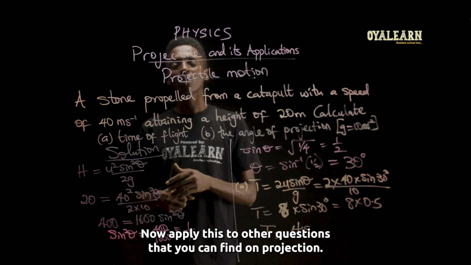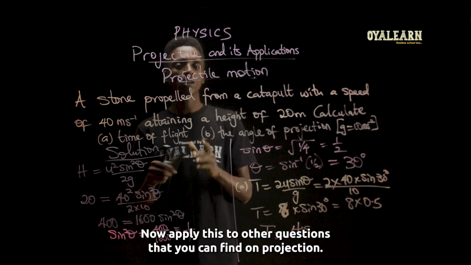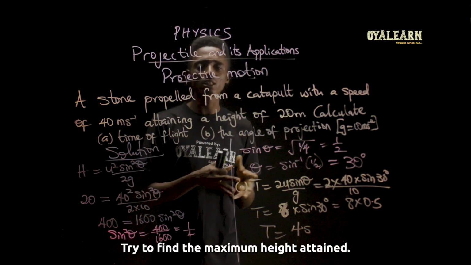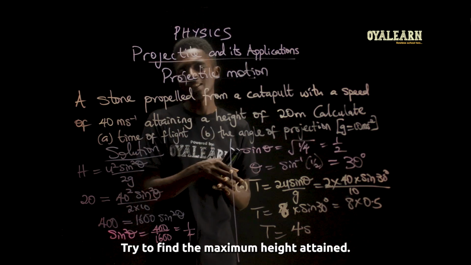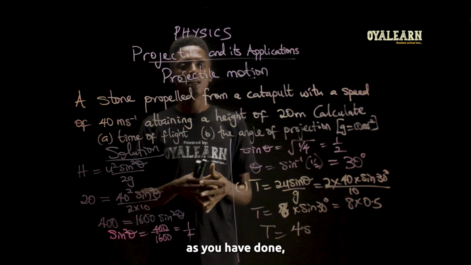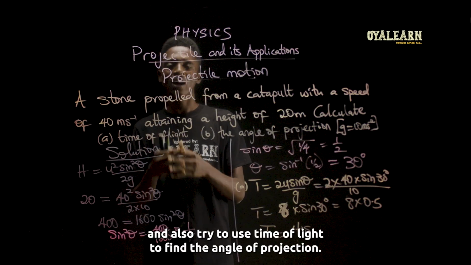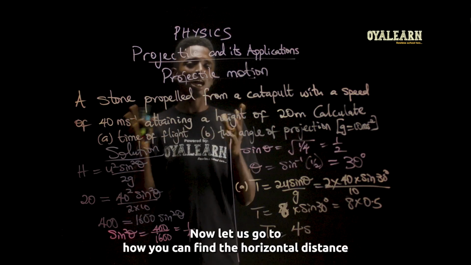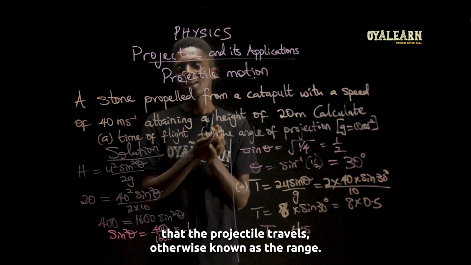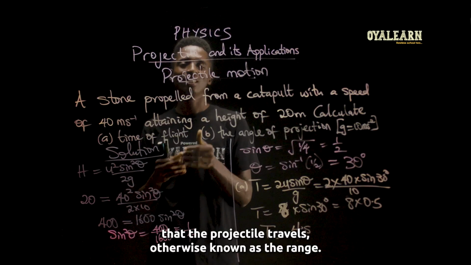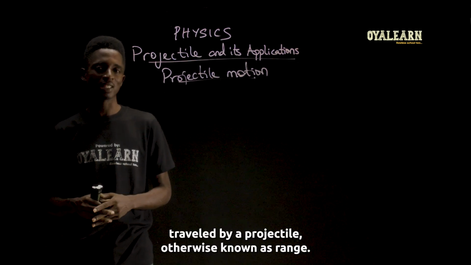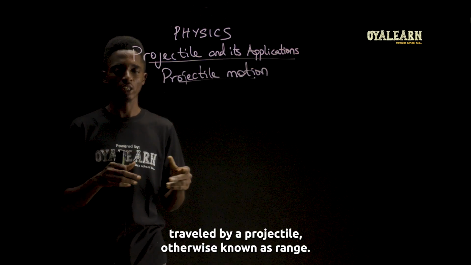Now apply this to other questions that you can find on projectile motion. So try to find time of flight, try to find the maximum height attained. And sometimes use the maximum height to also find the angle of projection, as we have done, and also try to use time of flight to find the angle of projection. Now let us go to how you can find the horizontal distance that a projectile travels, otherwise known as the range.